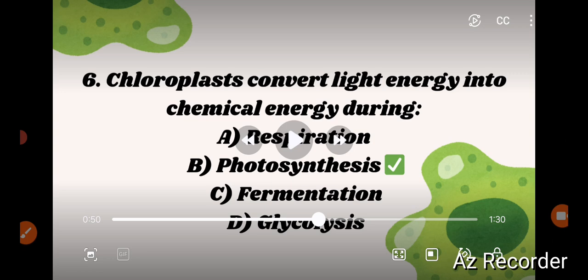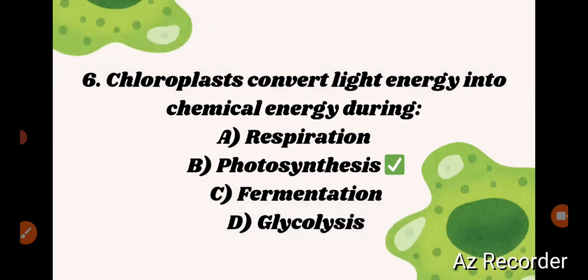And next, chloroplasts convert light energy into chemical energy during respiration, photosynthesis, fermentation or glycolysis. During what? Photosynthesis, right. The main function of the chloroplast is to carry out photosynthesis. They are producing sugar molecules from the light.